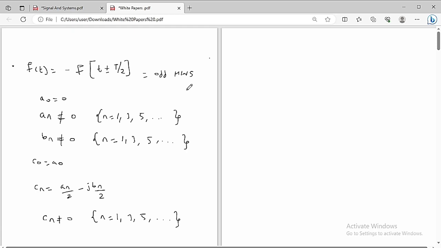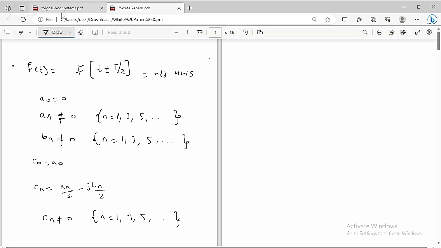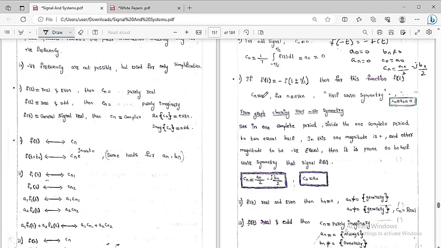And this term is absent, and the even harmonics of the sine terms and the cos terms are also absent. So this point you always have to keep in your mind. Same thing here. So when f of t is equal to minus f of t plus or minus T by 2, then this is called half-wave symmetry.